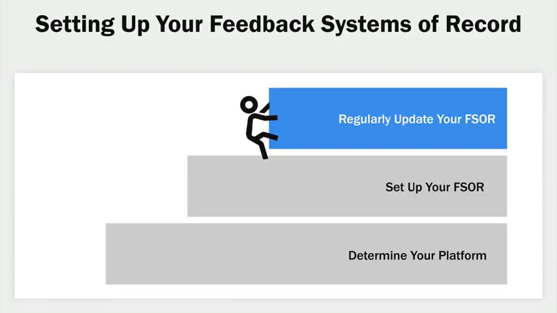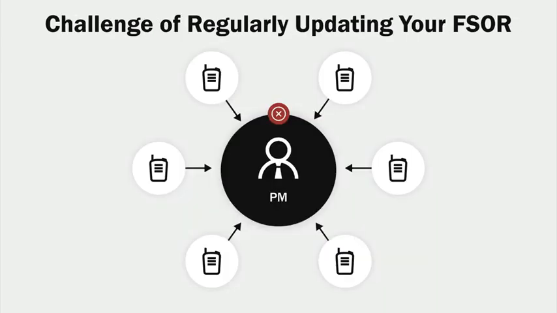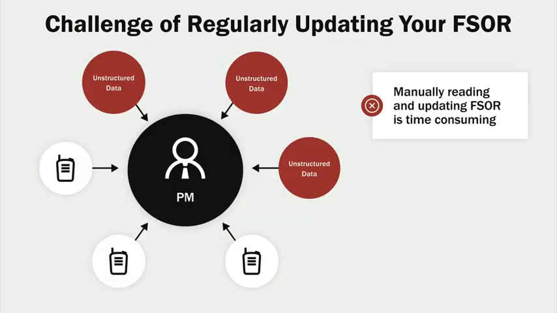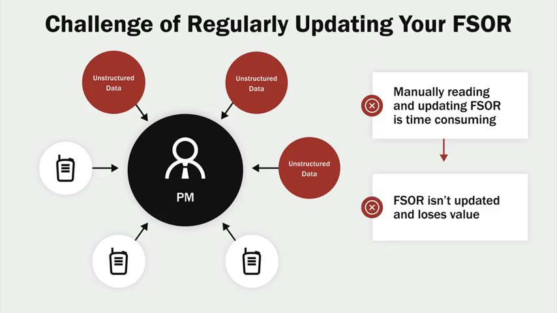Finally, in the most difficult part of the process, set up a regular updating process for the FSOR. Most PMs struggle with this step because they don't have a good system to manage all the disparate sources of input they get. Feedback requests often come from multiple sources in unstructured data formats. Manually reading through data and then updating the FSOR for each feedback input is extremely time-consuming. As a result, the FSOR ends up not being updated, losing its value as a source of truth for how requested a feature really is.